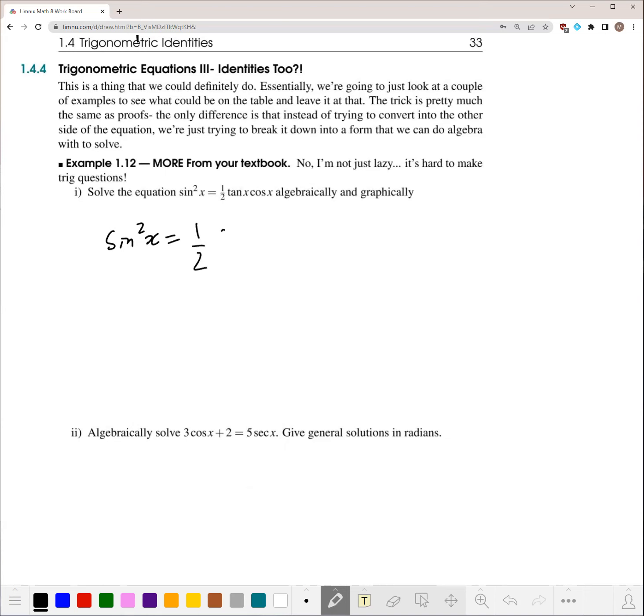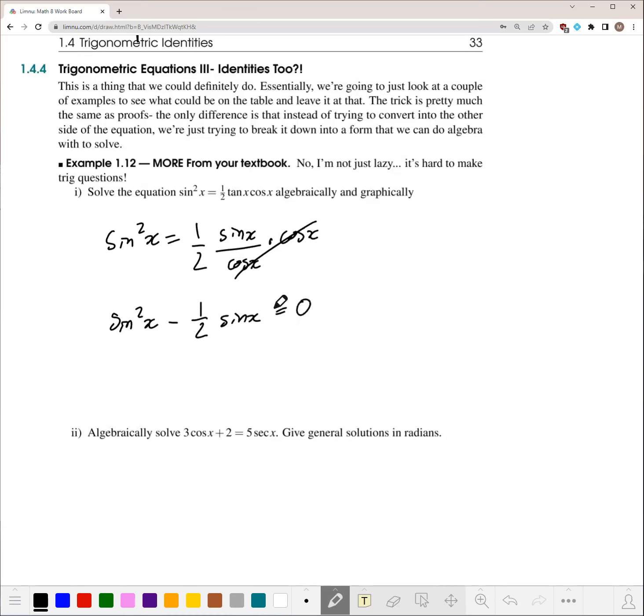Well, tangent is sine x over cos x, times cos x. So this one's interesting because check this out. These will multiply together. We're just using that quotient identity, tan x is equal to sine x over cos x. And that gives us this, sine squared x is equal to 1/2 sine x. So maybe we'll subtract 1/2 sine x, equals 0.